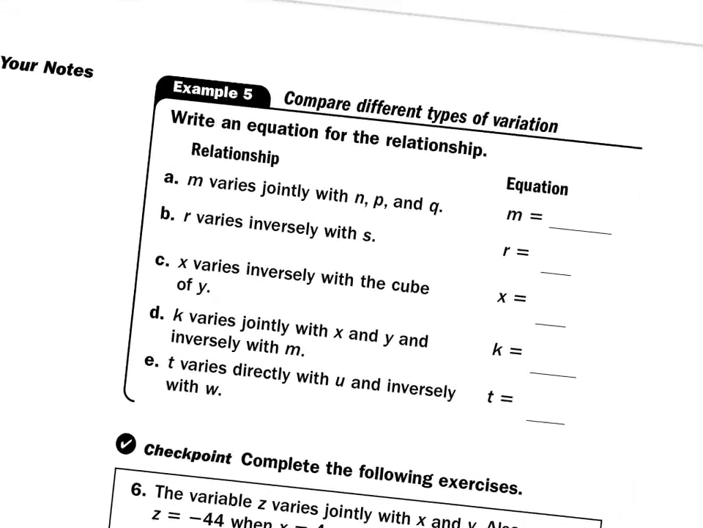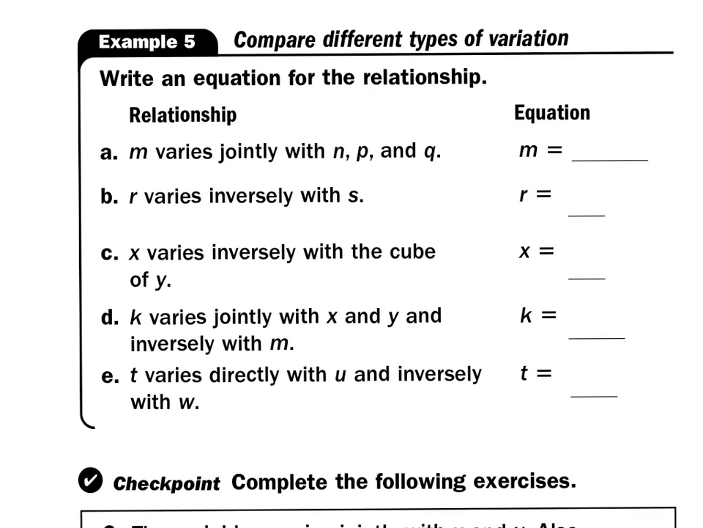The first example we have, let's take a look, and then you know what the checkpoint's going to do. It's going to tell you to do the same thing, so you might want to pay attention here. Write an equation for the relationship. M varies jointly with N, P, and Q. There's always an A. All of these are going to have an A. A N P Q. Jointly means directly across the board. Unless they say inversely, there's no inversely. R varies inversely with S. A over S. X varies inversely with the cube of Y. X varies inversely, means it's going to be on the bottom, but Y is cubed.